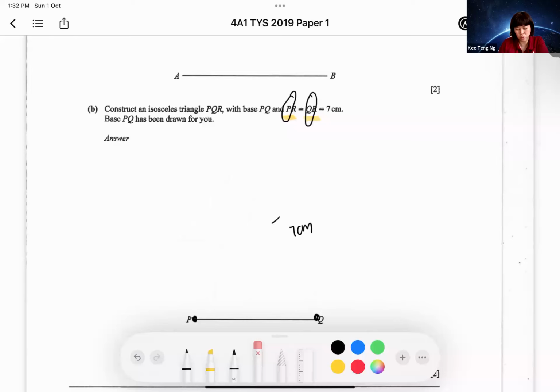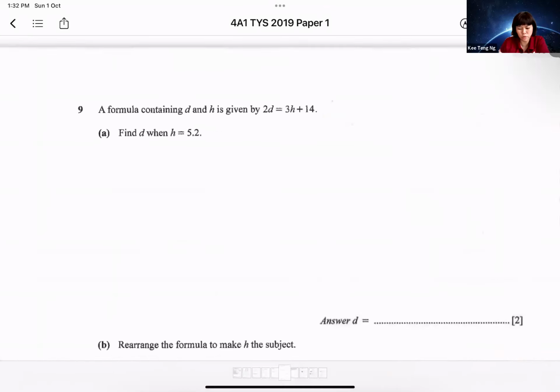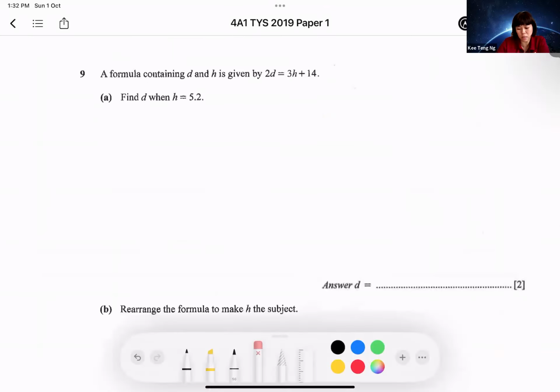Okay, let me go on to the next question. Next question over here, the formula contains D, right? For this, I always write everything in bracket. 2 times D equals to 3 times H. How do I know which is the one to draw a bracket? H is the number given, so 3 times H plus 14. The H is 5.2.